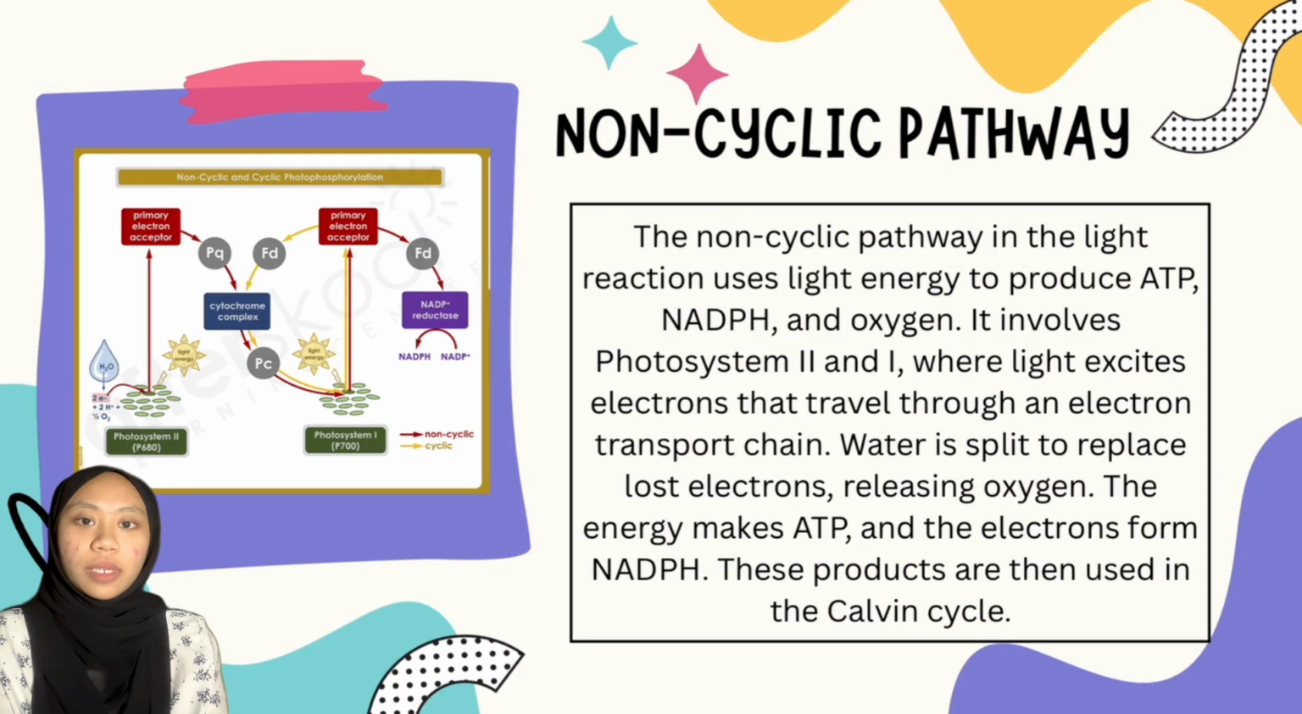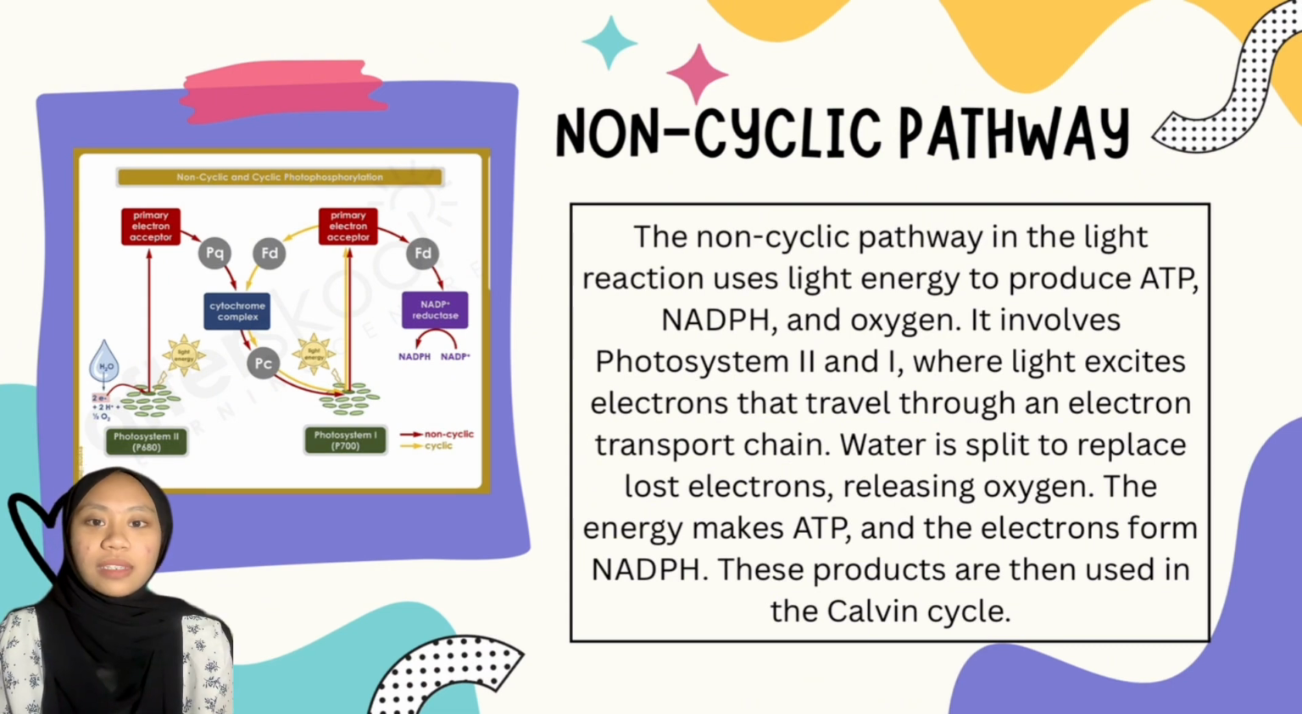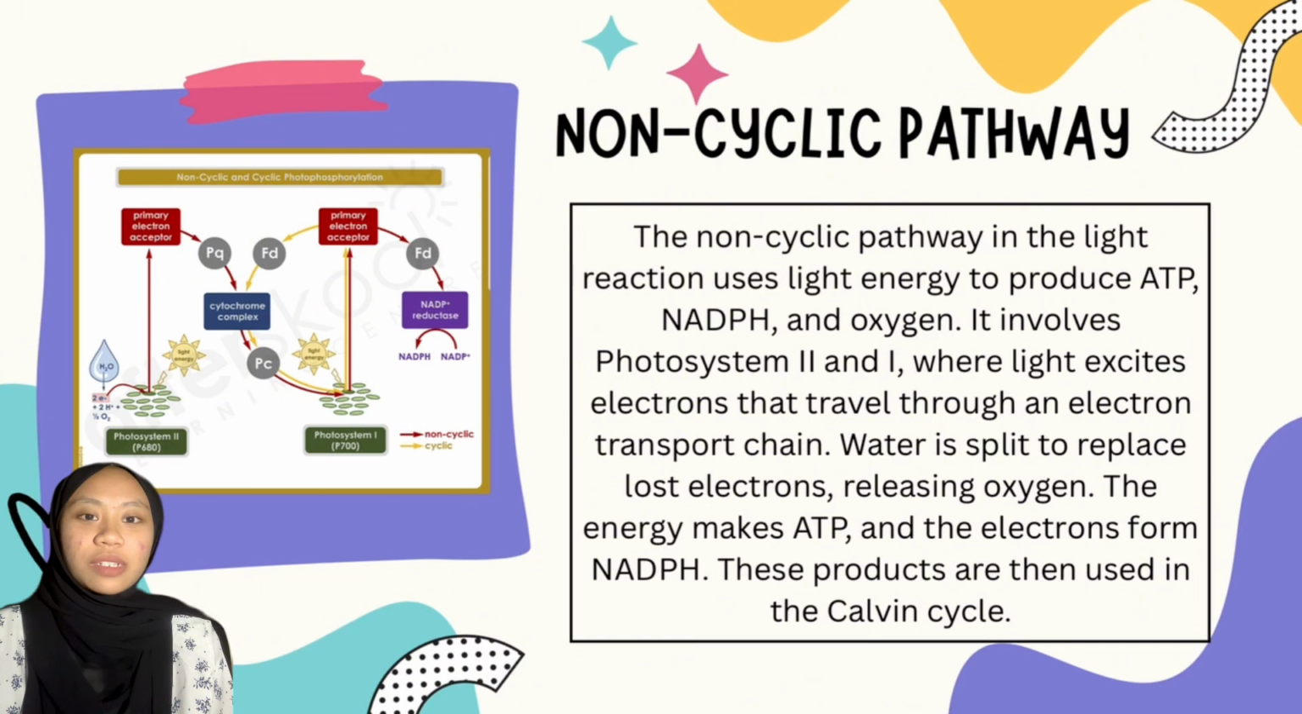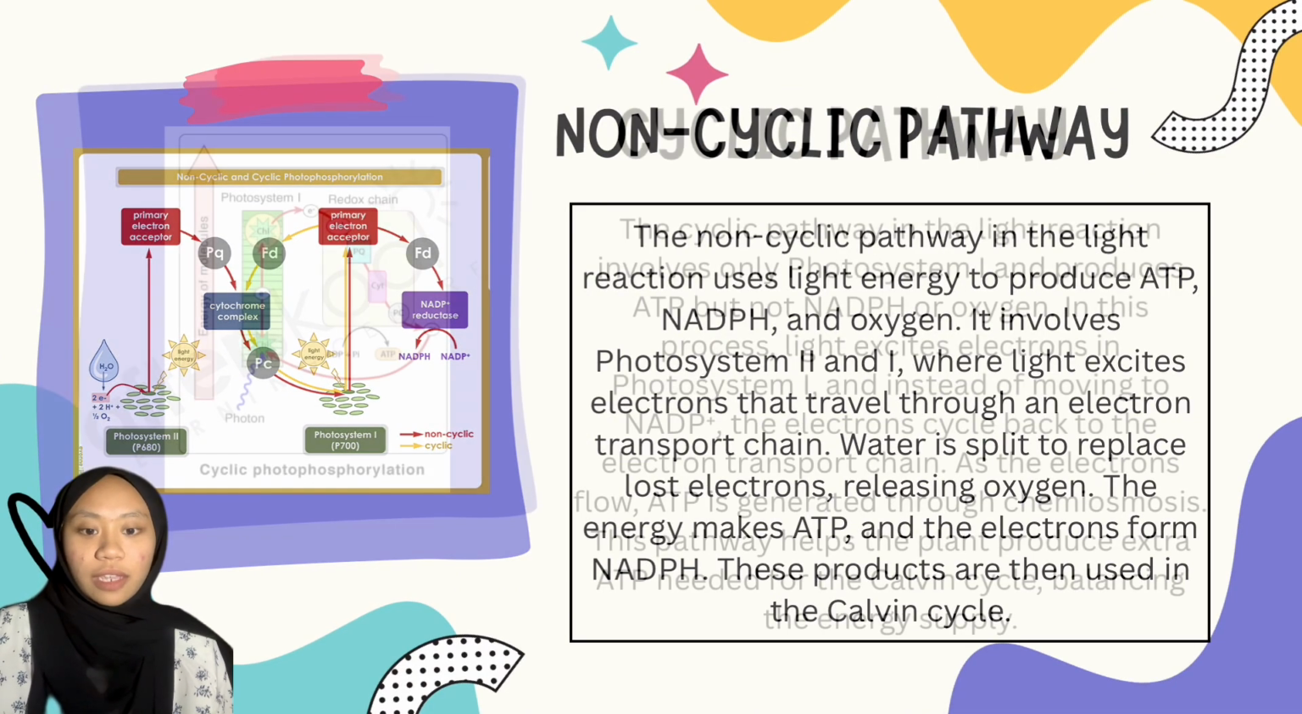The non-cyclic pathway is the main light reaction process that makes ATP, NADPH and oxygen. It happens in the thylakoid membranes and uses both photosystem 2 and photosystem 1. Light excites electrons in PS2. This electron moves through an electron transport chain, making ATP. Water is split to replace the lost electron, releasing oxygen, protons, and more electrons. The electrons reach PS1, get excited again by light, and help form NADPH from NADP+. In the end, the non-cyclic pathway produces ATP, NADPH and oxygen for the Calvin cycle.